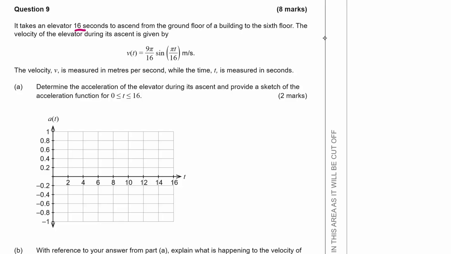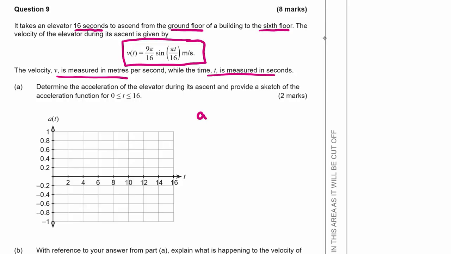It takes an elevator 16 seconds to ascend from the ground floor of a building to the 6th floor. The velocity of the elevator during its ascent is given by this velocity just here. V is in meters per second, t is in seconds. Determine the acceleration of the elevator during its ascent and provide a sketch of the acceleration function.